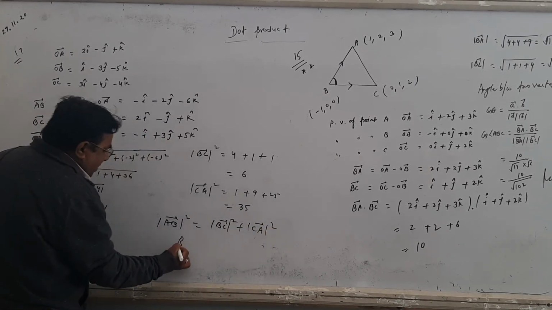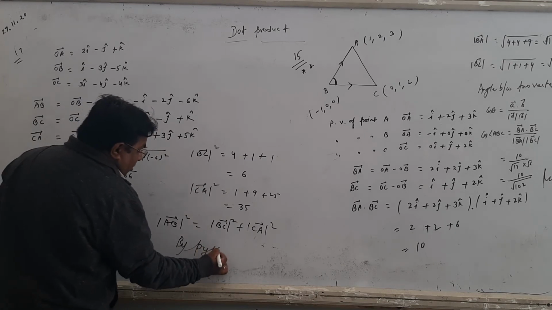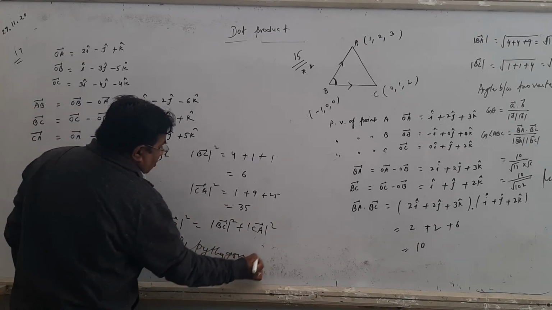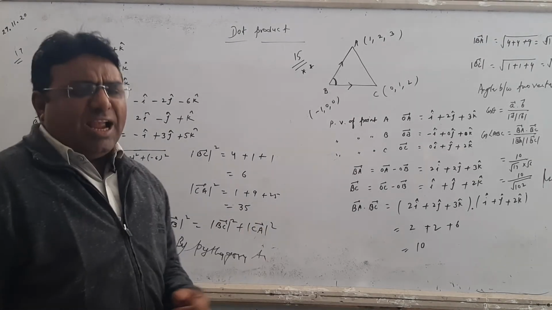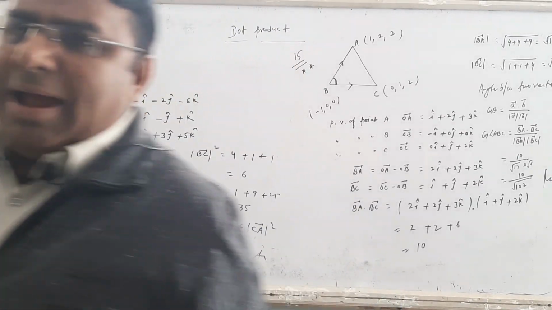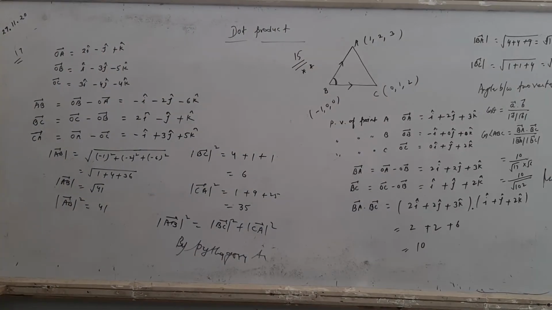Then by Pythagoras theorem, triangle ABC is a right triangle. So we have to prove it is a right triangle. Now find three sides and find the magnitude. The sum of the squares of two sides equals the square of the third side, that is, triangle ABC is a right triangle.